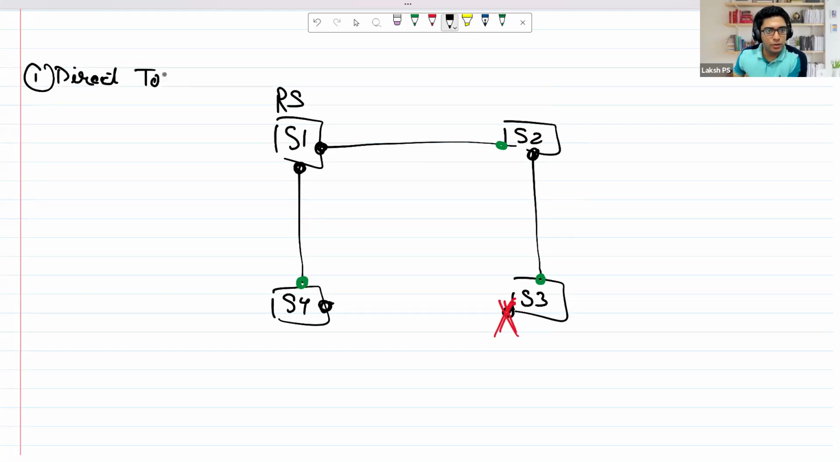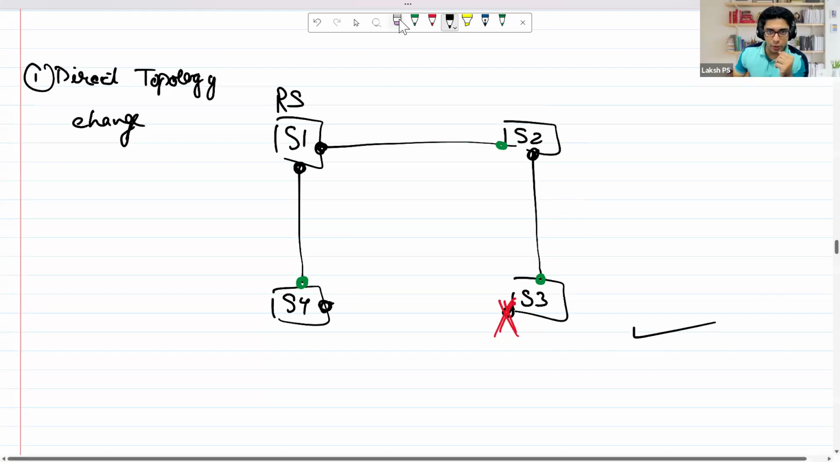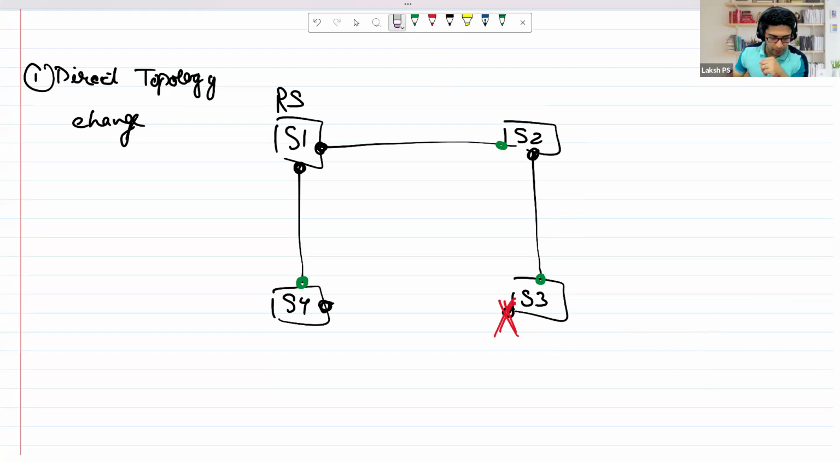The first, direct topology change. Now, when we are speaking of a direct topology change, we are speaking from the perspective of those switches which have a blocked interface. Be it a direct topology change or an indirect topology change, we are speaking from the perspective of the switches which have a blocked interface. So switch number 3 in this scenario.